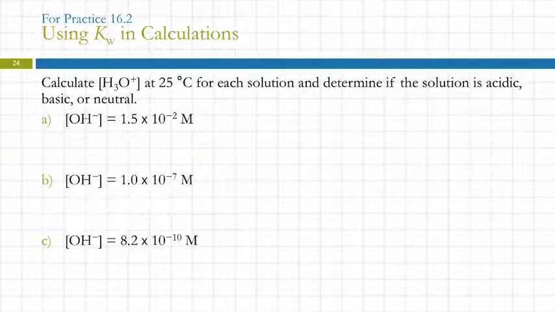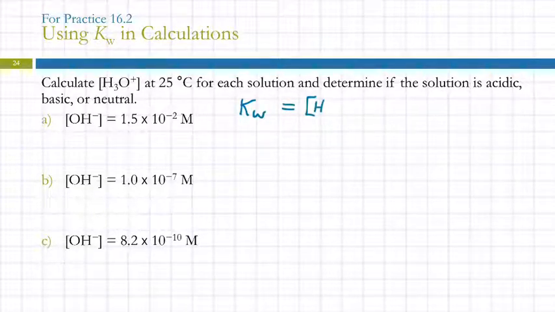So calculate the hydronium ion concentration for each solution. Determine if the solution is acidic, basic, or neutral. So we're given hydroxide ion concentrations. We're asked to calculate hydronium ion concentrations. What's the relationship? They're not necessarily equal to each other, only in pure water. But we have that Kw, right?